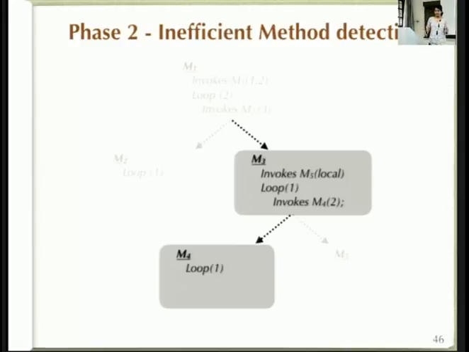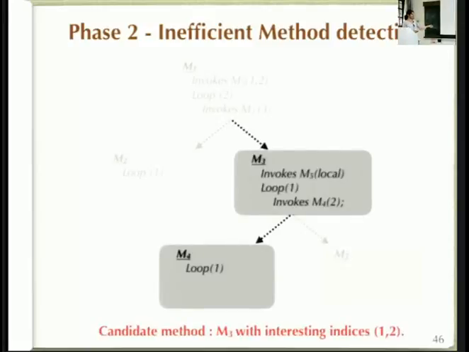Okay, so suppose there is a method and there is a nested loop inside the method, but the parameter on which it is iterating is local. That means I am locally creating it and passing to it, right? So it's very difficult to create a test and show that this loop is inefficient, because I cannot control it from outside. It's locally created. I cannot create a test input where I can show this loop is inefficient. So that's why we are just considering loops where the parameters can be controlled. So you get it right. So there is a candidate method M3 with interesting indices, that is 1 and 2, right?